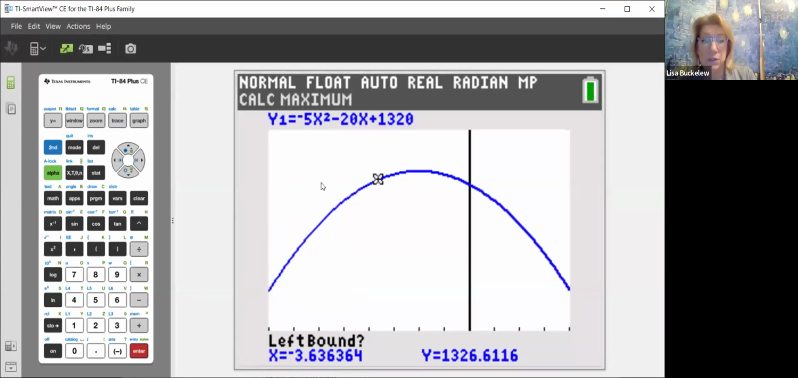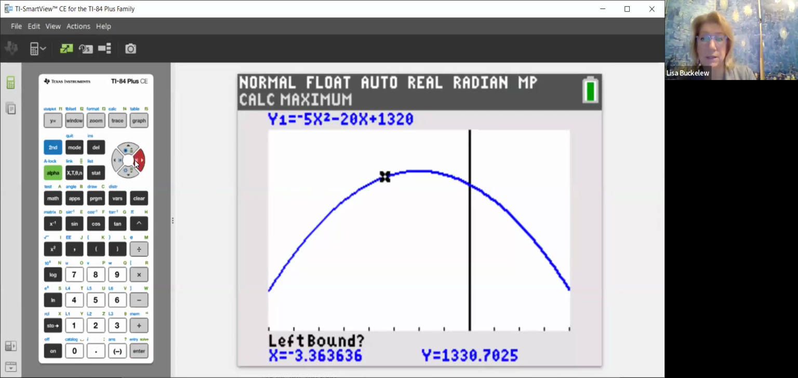So when you do a maximum request on the calculator, it starts asking you questions at the bottom. It says left bound with a question mark. All that means is it wants you to use your left and right arrows to move the cursor to a spot on the graph that is to the left of that maximum point that you're looking for. Mine actually is already there, but anywhere up, it doesn't have to be an exact science, but just anywhere on this uphill part is good. So I'm going to hit enter to nail it down.